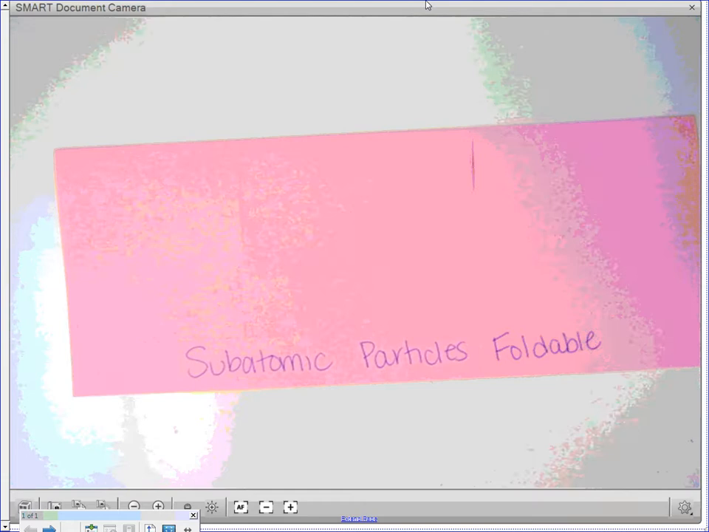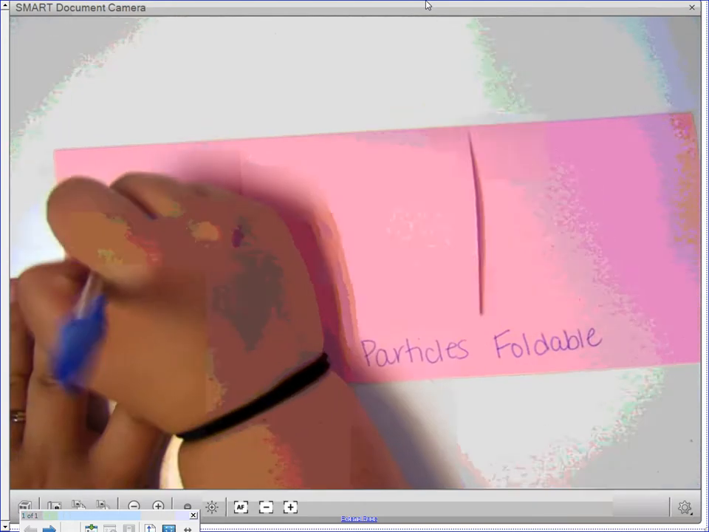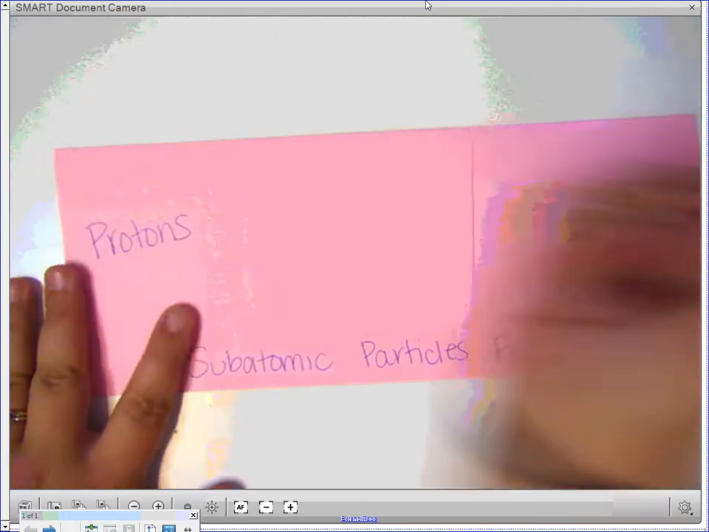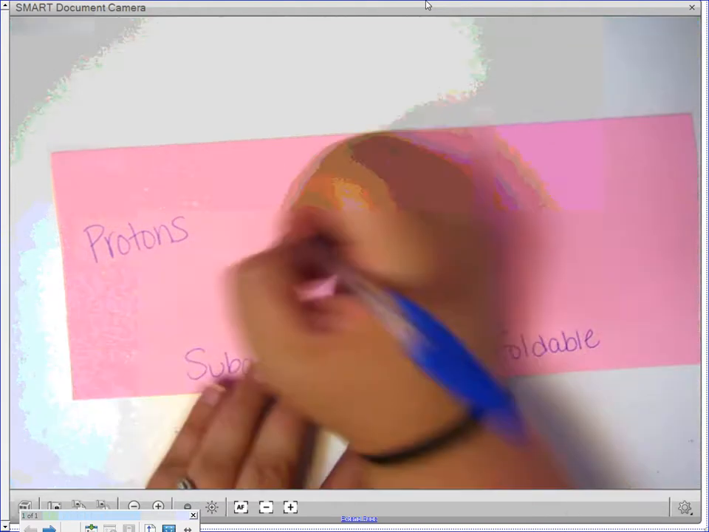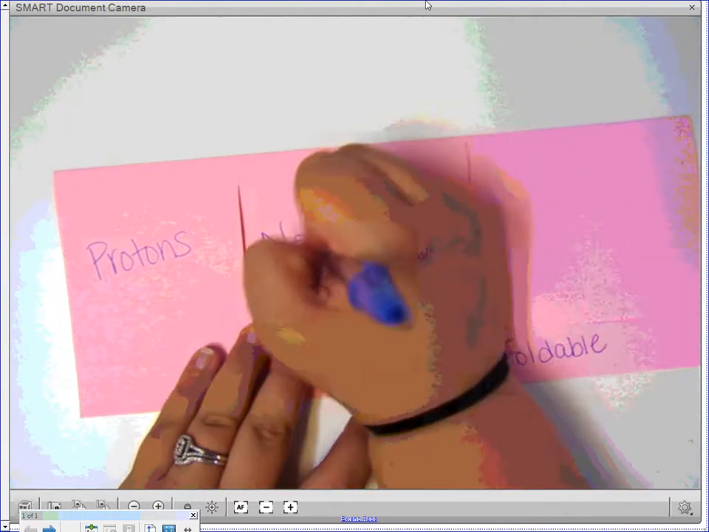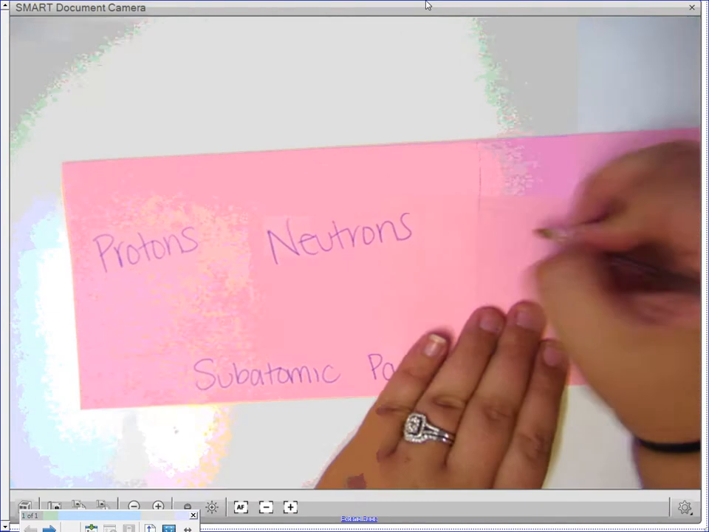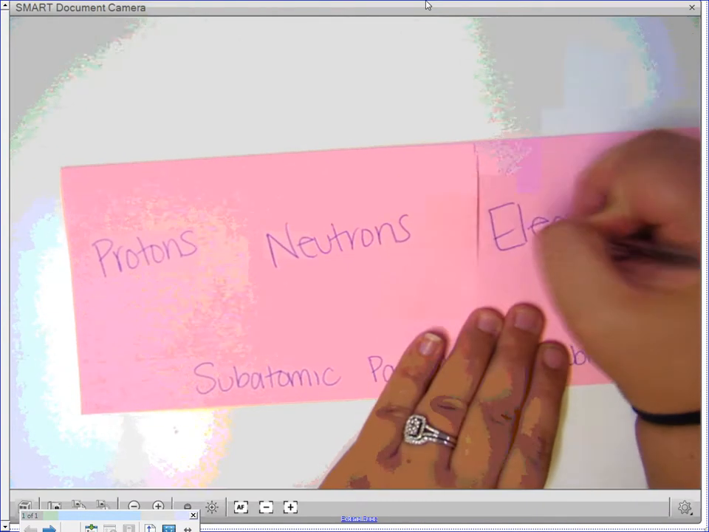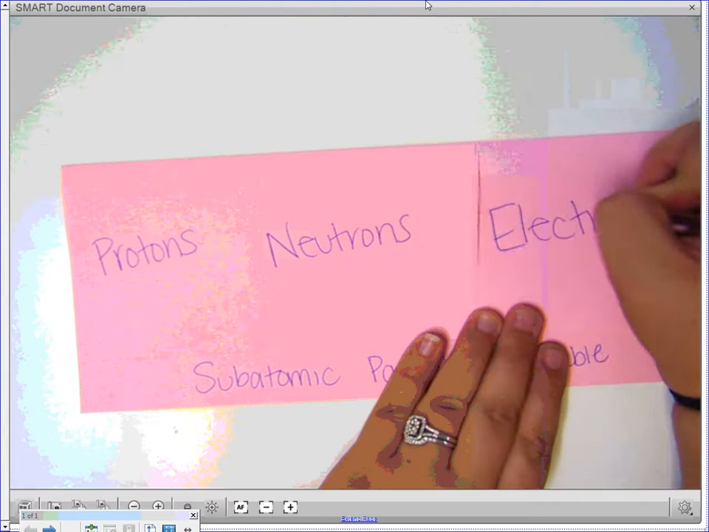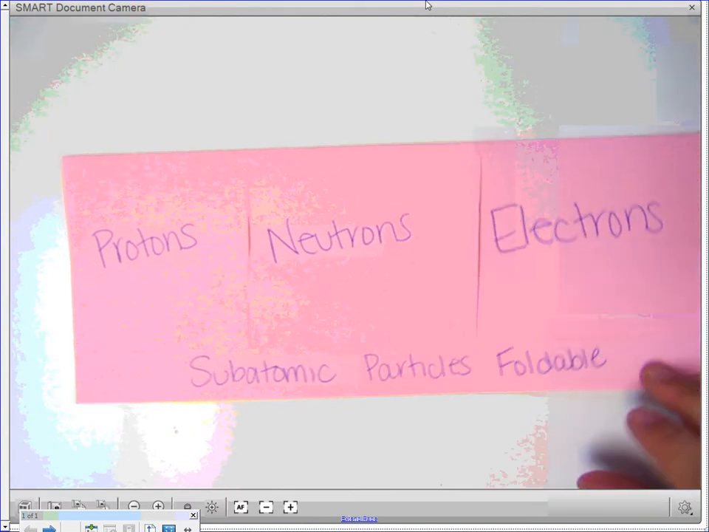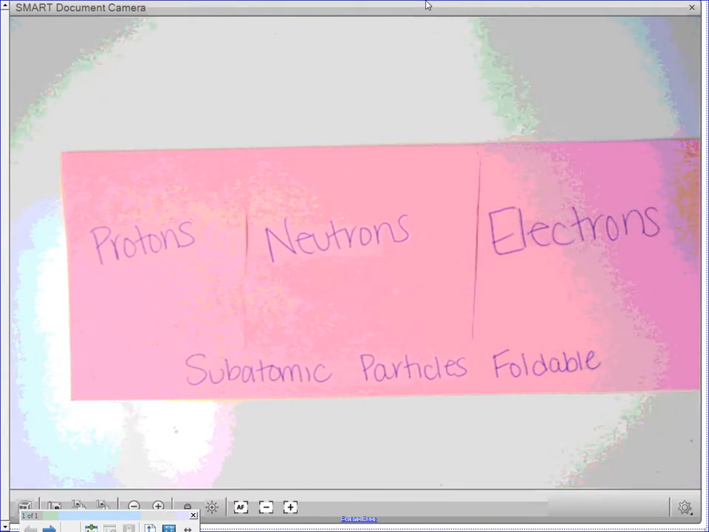On the first flap, you are going to write protons, neutrons on the middle, and then electrons on the last. Alright, so let's just start.